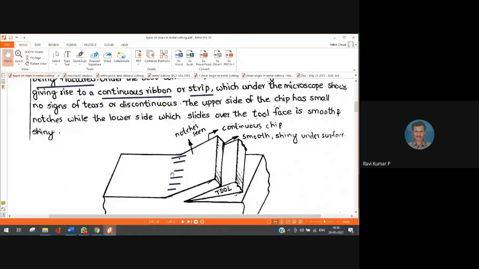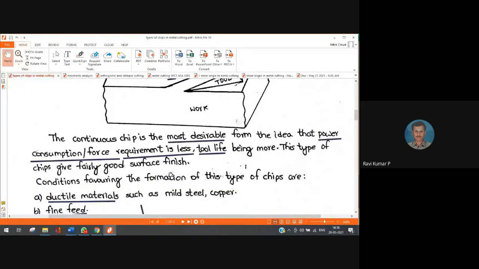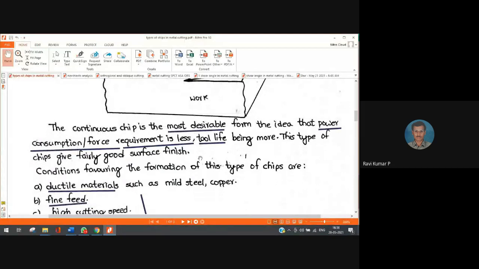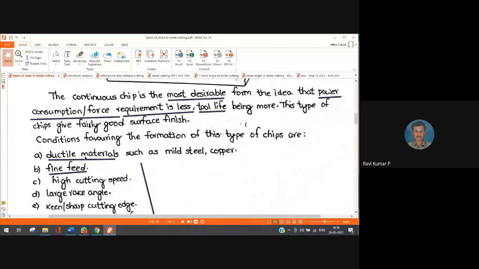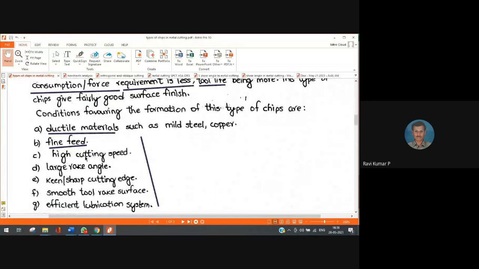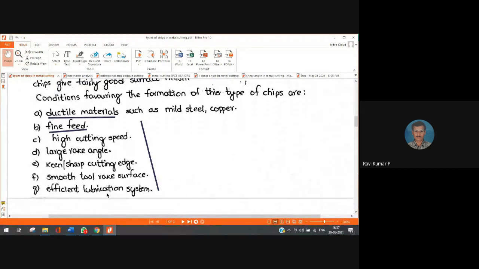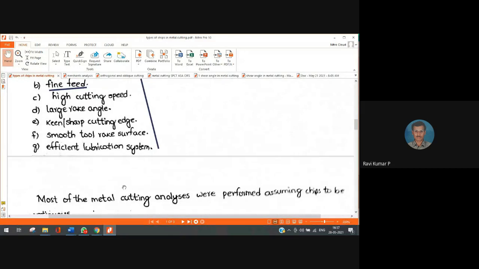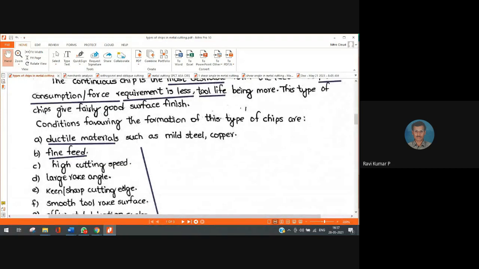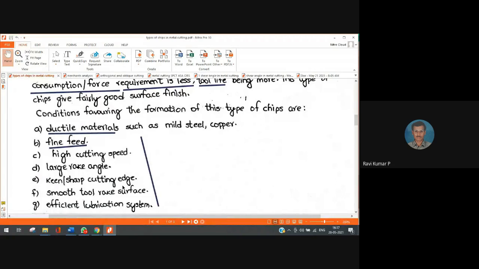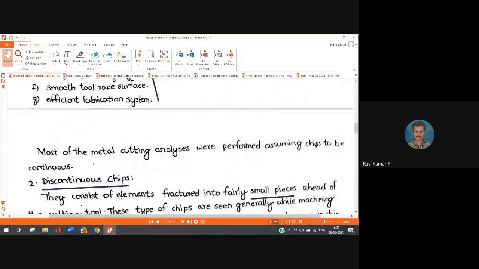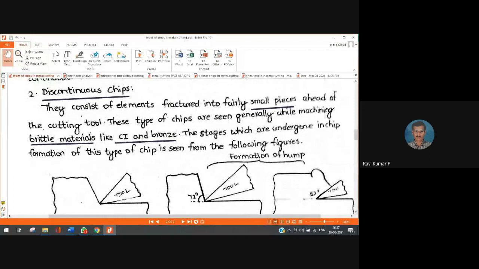The continuous chip is mostly preferred on account of the least amount of force required to perform cutting, and therefore it will give better tool life, right? So conditions under which this type of chip is formed are ductile materials, fine feed, high cutting speed, large rake angle, sharp cutting edge, smooth tool surface or rake surface, and best lubrication system, right? Under such conditions, I am going to get a continuous chip. There is another situation where I get discontinuous chips.